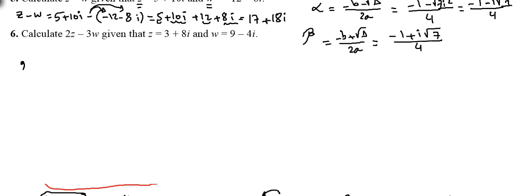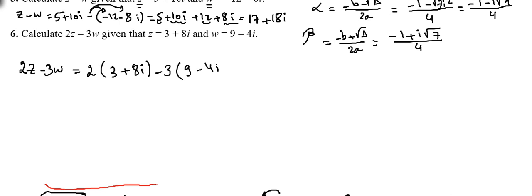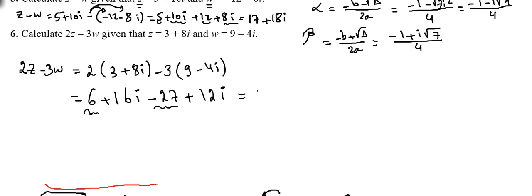We have to calculate 2z minus 3w, where z is given, w is given. That's nice, and both are complex numbers. 2 times z, 2 times 3 plus 8i. This is z. Minus 3w, 3 times 9 minus 4i. So it is equal to 6 plus 16i, minus 27 plus 12i. The final answer will be 6 minus 27 is minus 21, and 16i plus 12i is 28i.